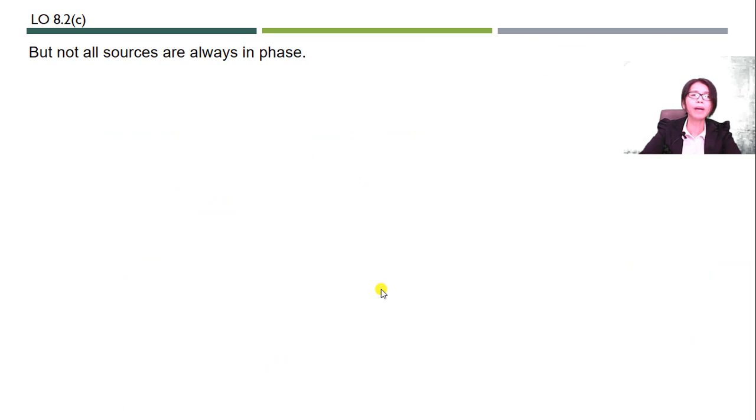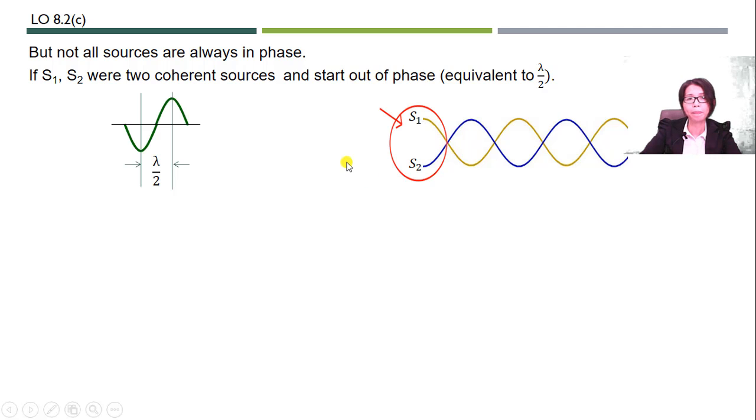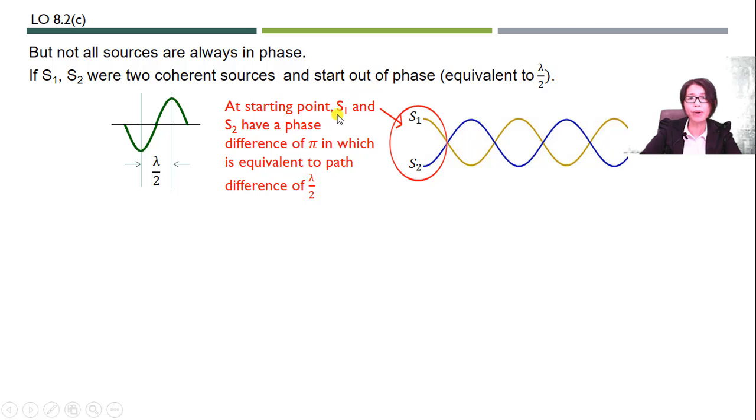But we have to bear in mind, not all sources are always in phase. We might also have two coherent sources, but their starting is out of phase, whereby at the starting points S1 and S2 have a phase difference of pi, which is equivalent to lambda over 2. S1 starts from a crest, S2 starts from a trough. The difference between crest and trough is equivalent to lambda over 2.